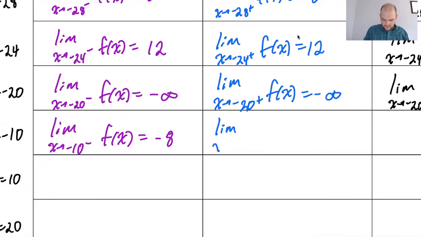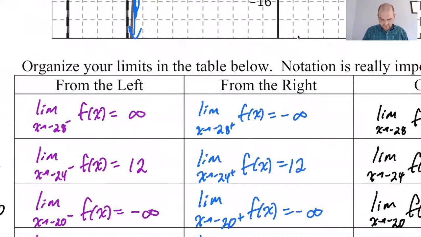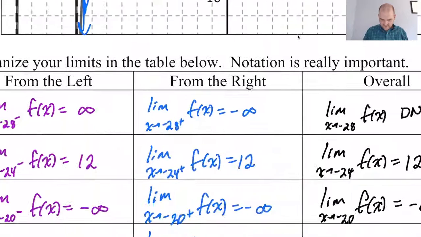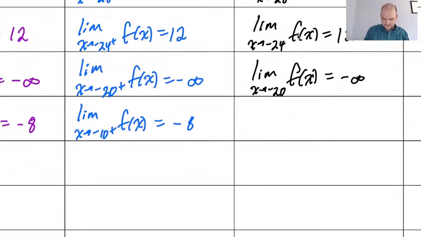I'm going to go with that here. Correct me if I'm wrong, but you're not here to do that. Okay, let me just check it now that I've written all of that. Yes, definitely negative 8. All right, they're the same. So we can say that overall the limit exists. The limit as x approaches negative 10 of f of x is negative 8.